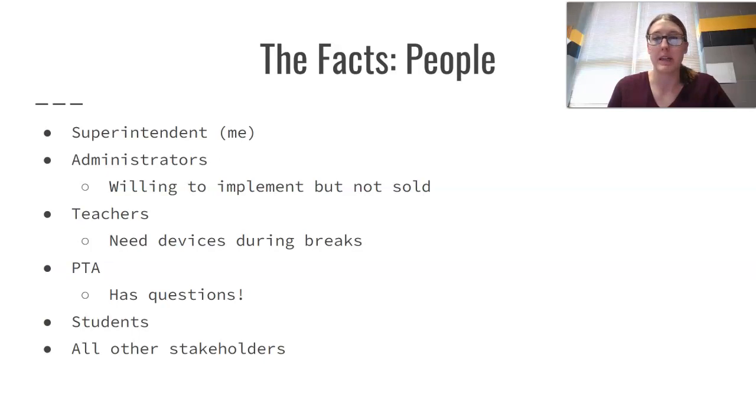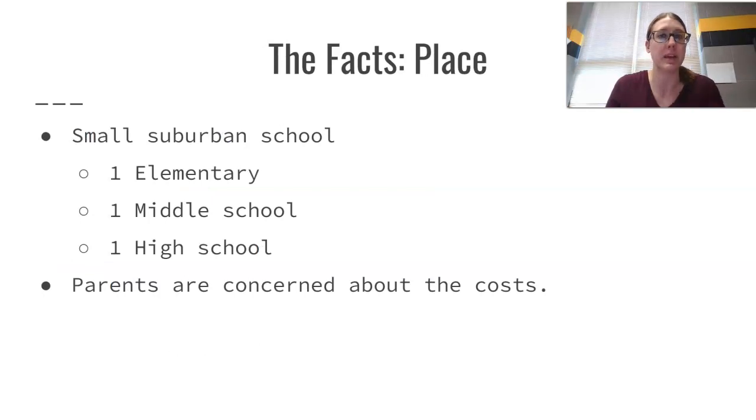Next, of course, we have our PTA. They have questions for me that need answered, and we'll get to that. And then we have our students. This will have a direct impact on all of our K-12 students. So the most important people, we're here to serve students. And then, of course, we have all other stakeholders. All of those taxpayers, whether they have students in my building or not, are people that we need to have involved in the decision-making process. So that is important. Next, we have places.